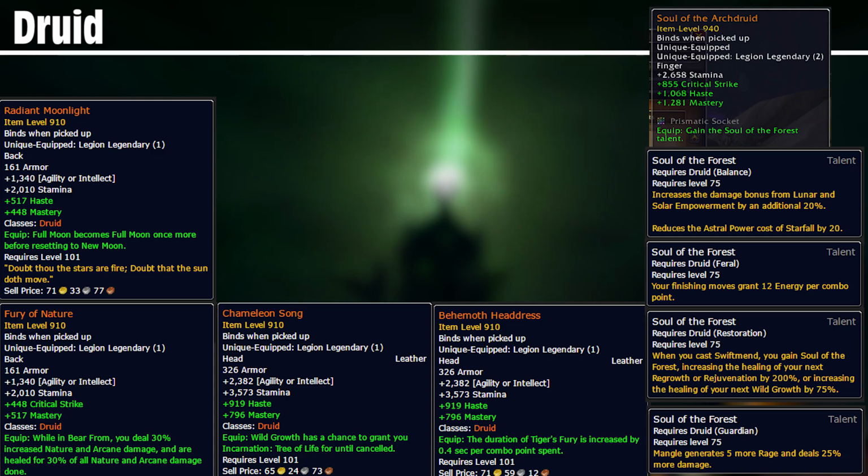And of course, since they're greedy, druids also get the Behemoth Headdress, which goes onto your head. This will cause the duration of your Tiger's Fury to be increased by 0.4 seconds for every combo point that's spent. The class ring for druids is called Soul of the Arch Druid. With this, regardless of your spec, you'll gain the Soul of the Forest talent.